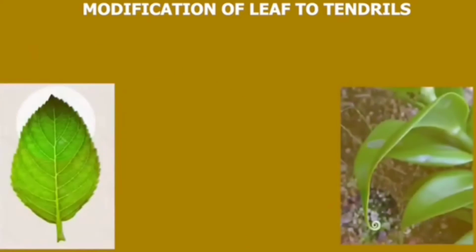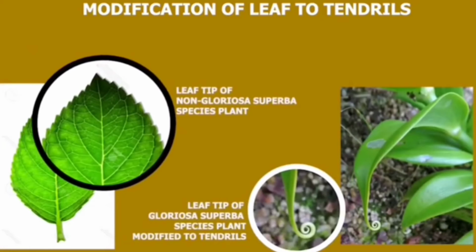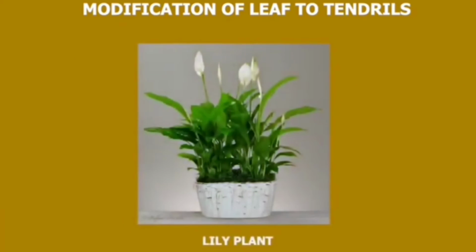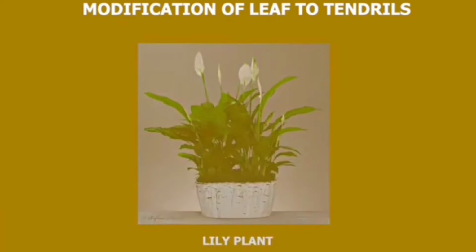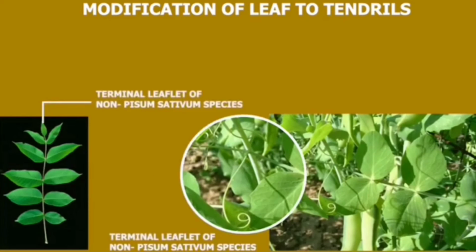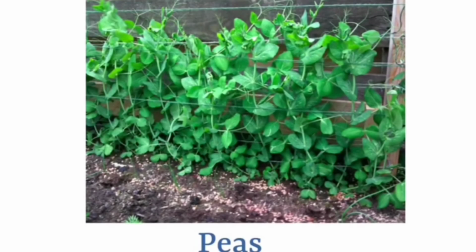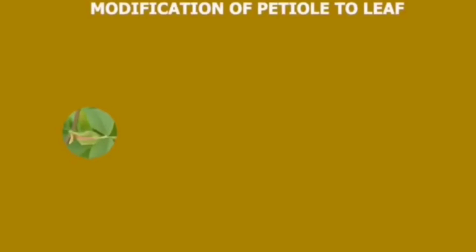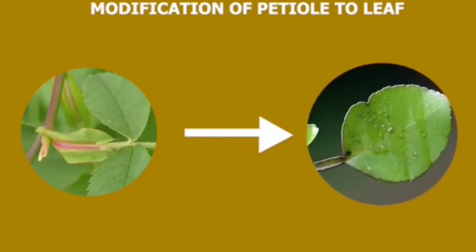In Gloriosa superba species of plant, leaf tips are modified into tendrils. Lily plant belongs to this category. And in Pisum sativum species of plants, terminal leaflets are modified into tendrils. Pea plants belong to this category. Part 3. Modification of petiole to leaf.